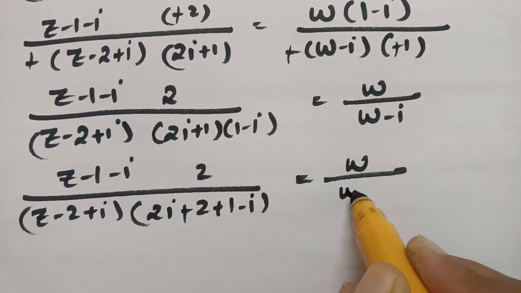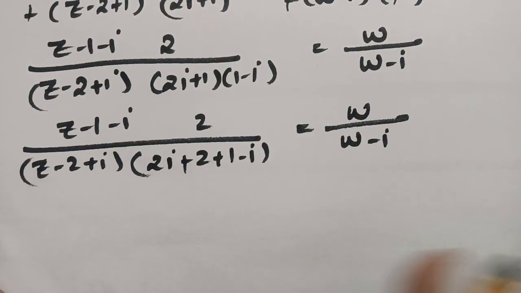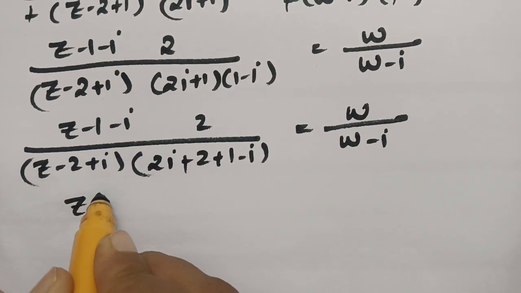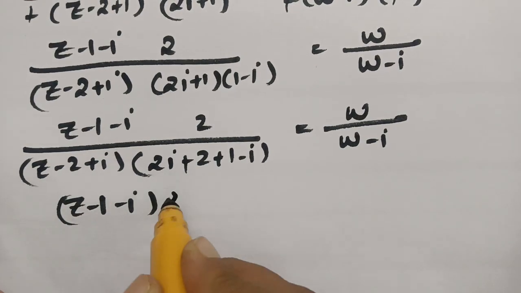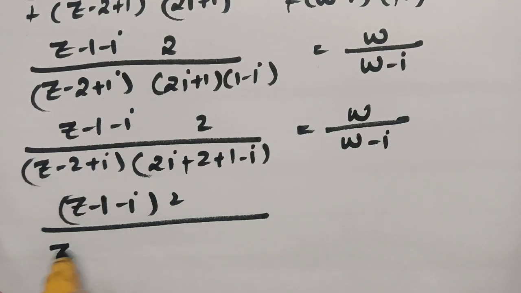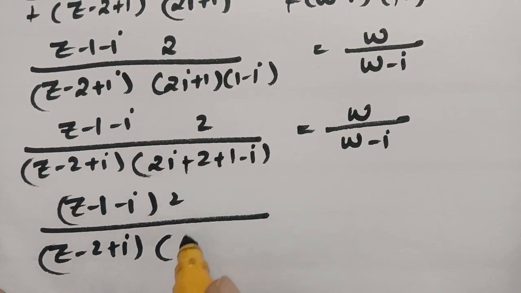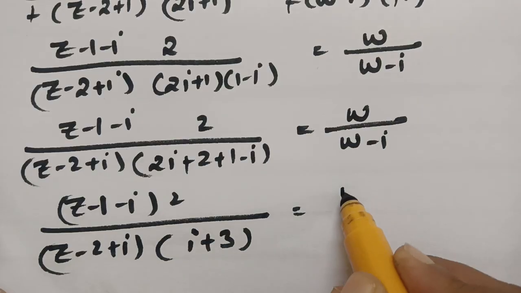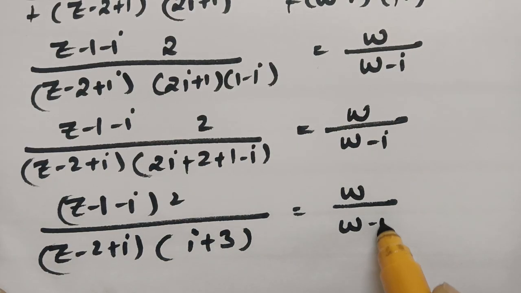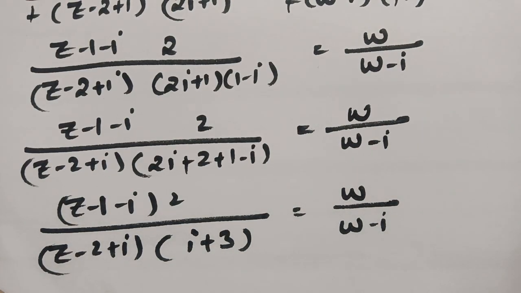This is w by, this is w minus i. Clearly, if you see, this is (z minus 1 minus i) into 2 times of (z minus 2 plus i), and this value is 2i minus i, which is i, and this value is 2 plus 1, the value here is 3. Clear? Now I am going to multiply this.